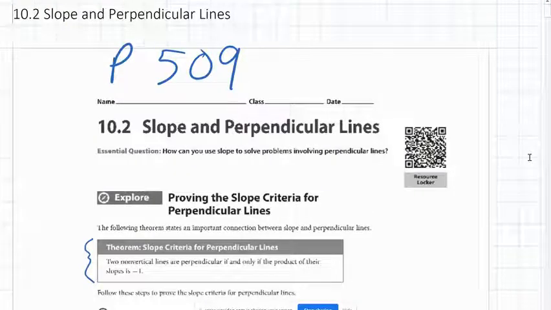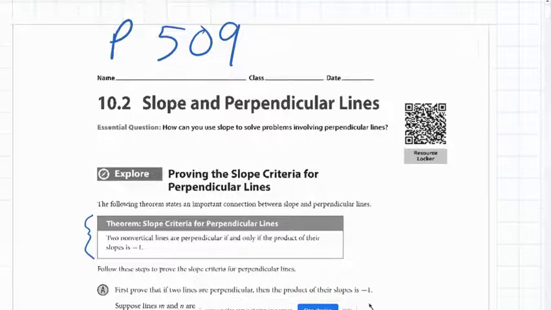Hello, everybody. So our next lesson is very similar to 10.1, where we used the slopes of parallel lines. Now we're going to look at slopes of perpendicular lines and how that will help us with proving that figures are maybe rectangles or squares, or maybe proving that diagonals are perpendicular. So we have talked about perpendicular slopes a little bit in the past.